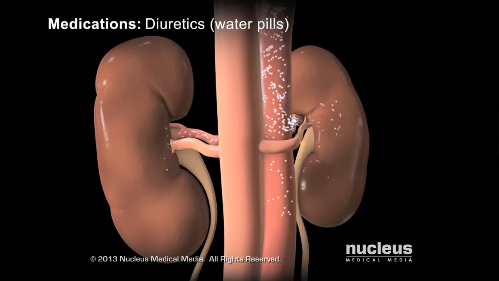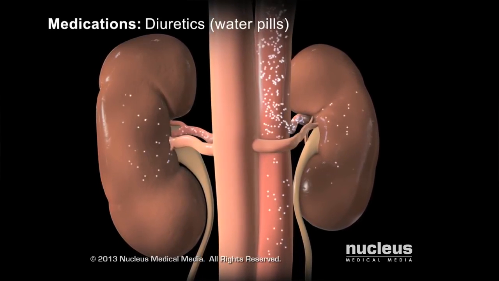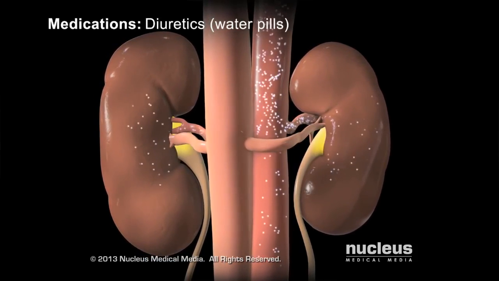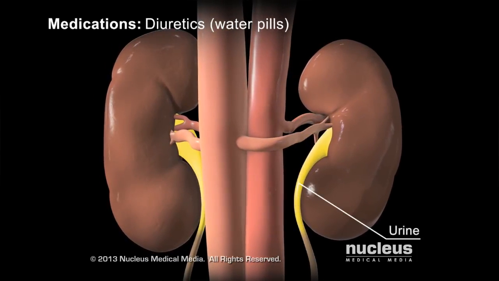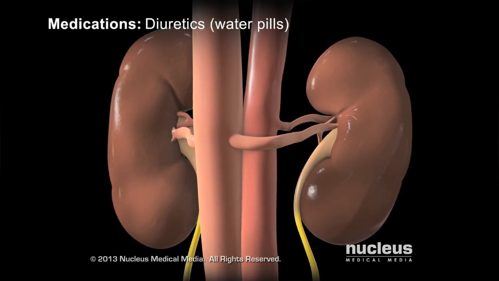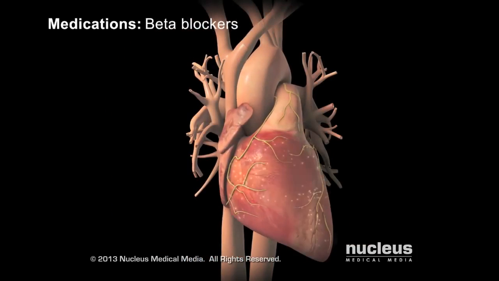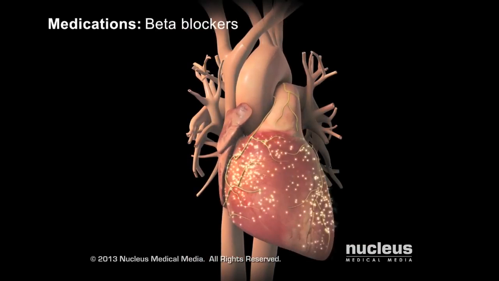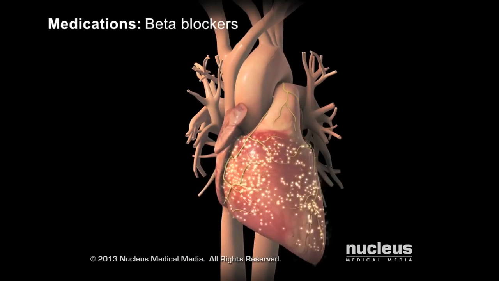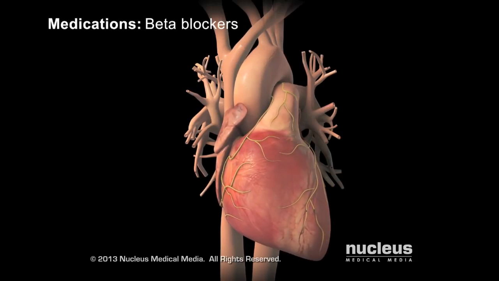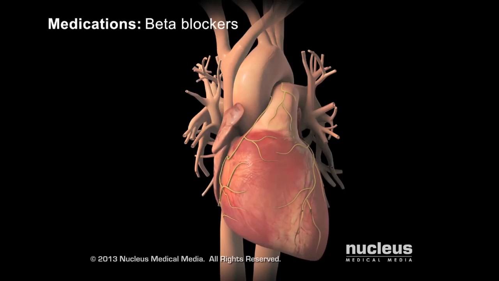Diuretics, commonly called water pills, cause your kidneys to move more salt and water from your blood into your urine, which reduces your blood volume and pressure. Beta blockers reduce the workload on your heart by decreasing both the rate of your heartbeat and the strength of your heart's contractions.